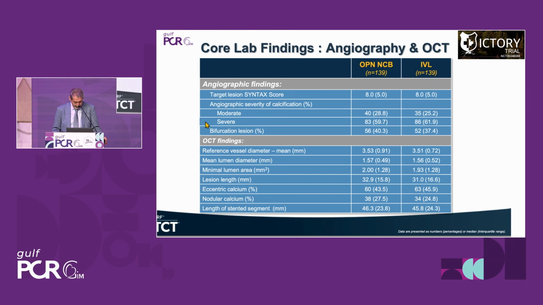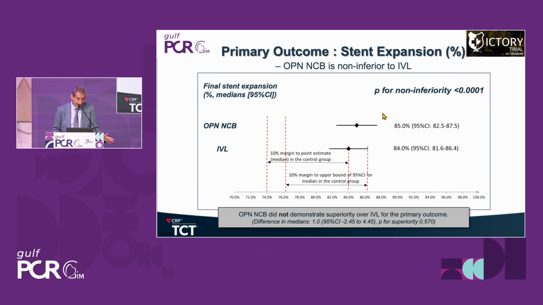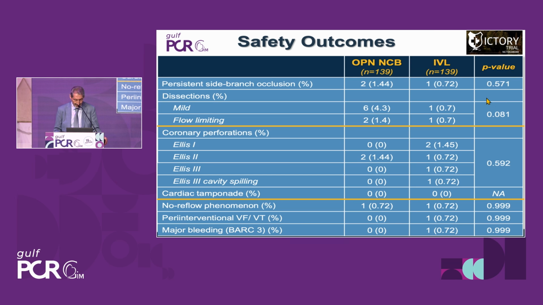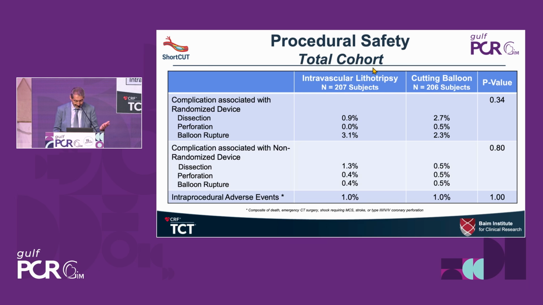As you can see, moderate angiographic calcium was present in around 1/3 of cases, large vessels, non-inferior, similar to what has been shown in the overall population of the Shortcut trial. Also in terms of safety, again, limited number of patients. There were no difference in flow limiting dissection and in coronary perforation or no reflow. Maybe not something we are used to see in our normal practice.